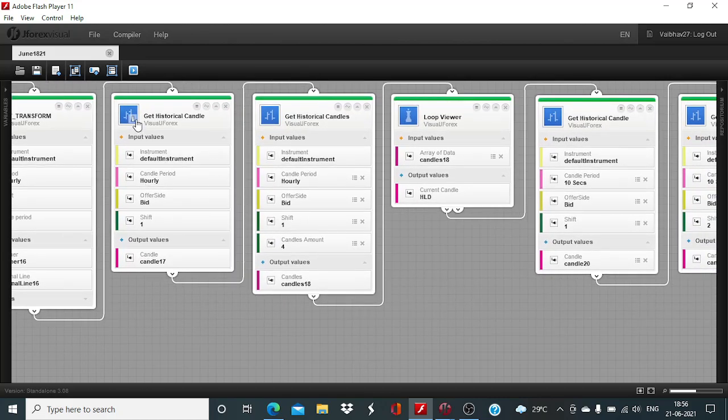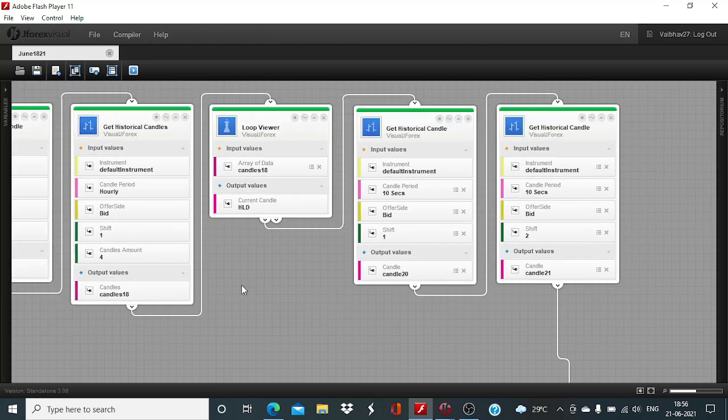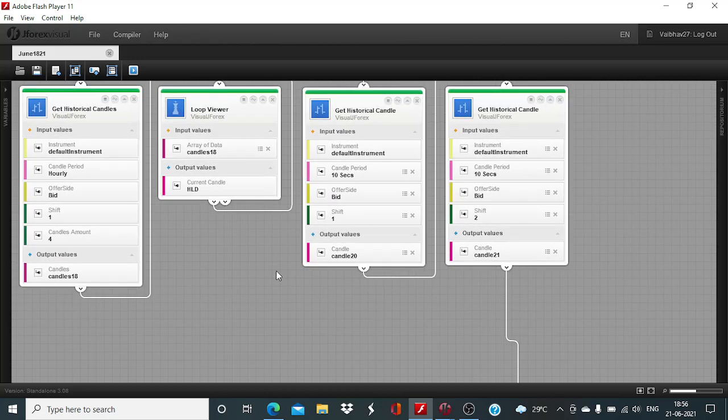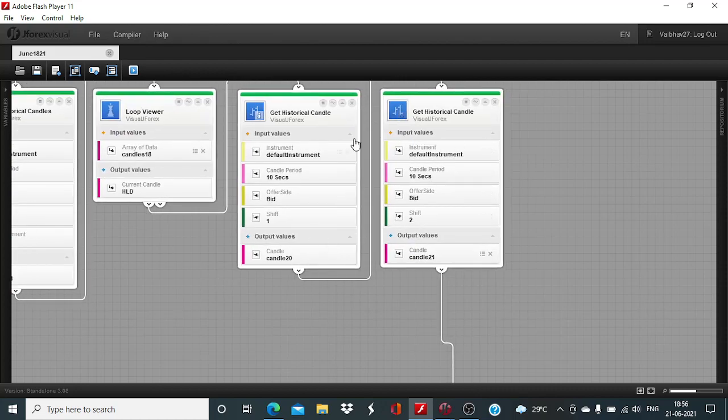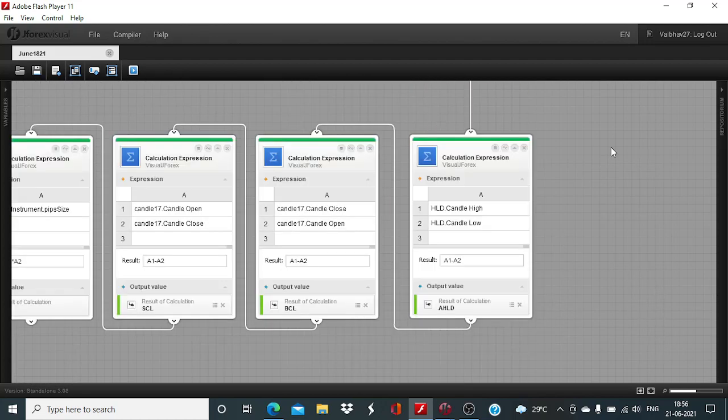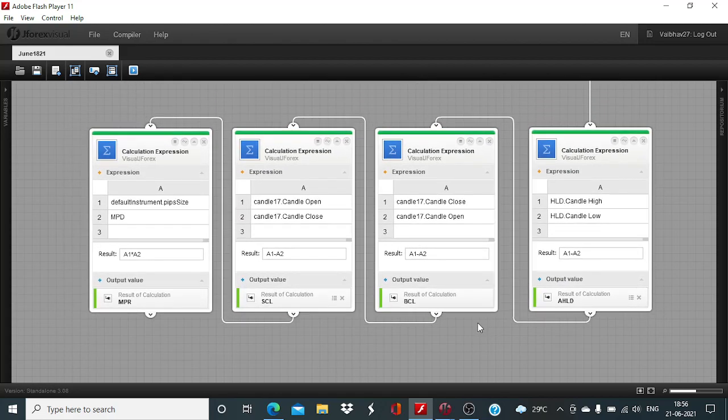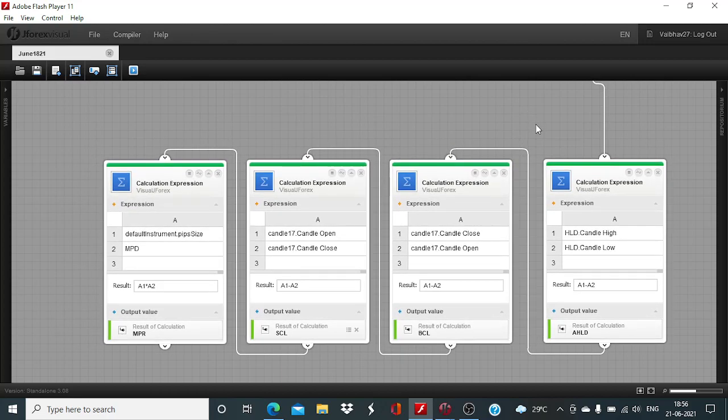Then to look at the price volatility, we are also taking the help of get historical candle and get historical candles, where the candle amount is 4. So we will be taking this and looking at the price volatility. And to pinpoint the exact entry point, these 10-second candles will come in handy. Here, these 4 calculation expression blocks have been used to define certain requirements. We have defined these 20 pips minimum difference and the actual difference between the high and low, and we will compare it with this minimum requirement.